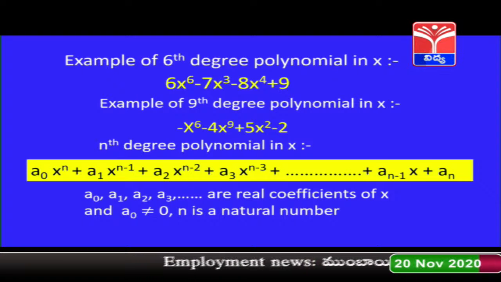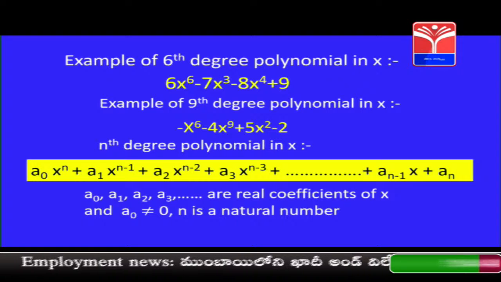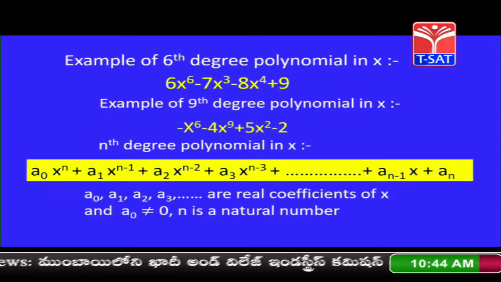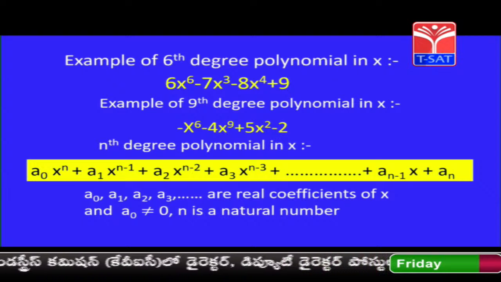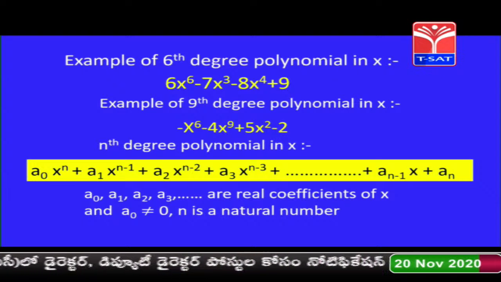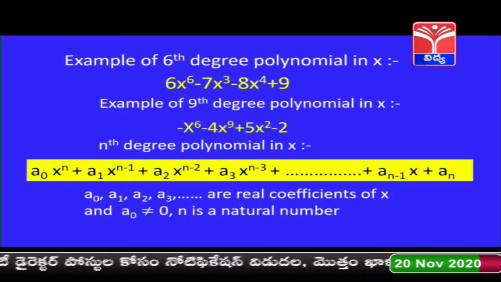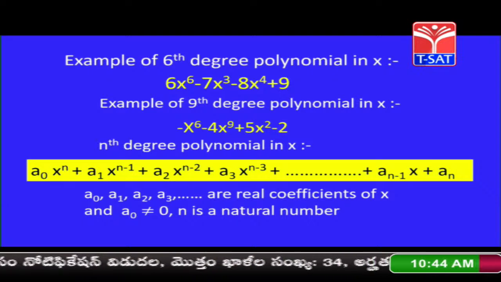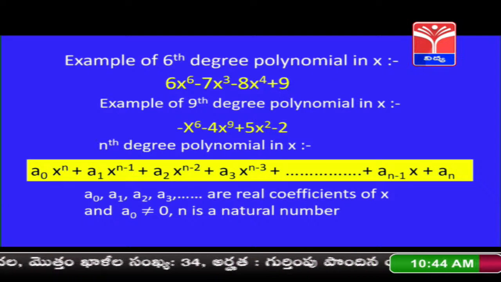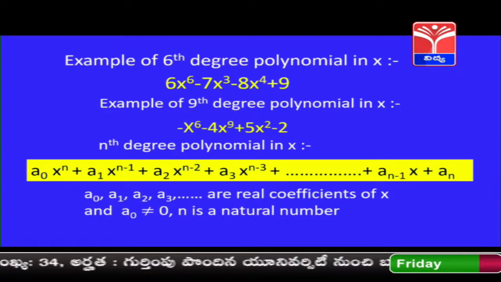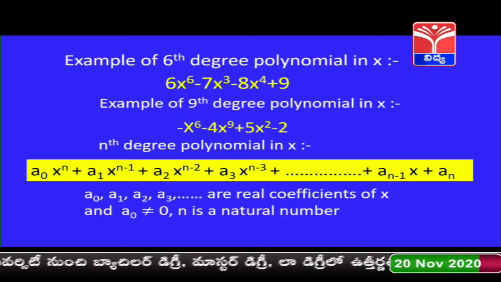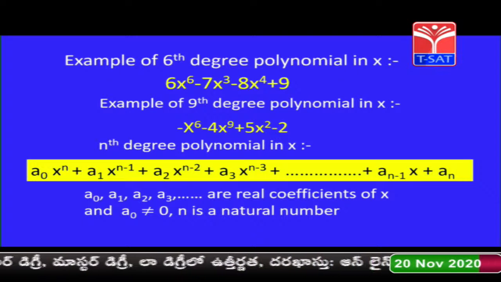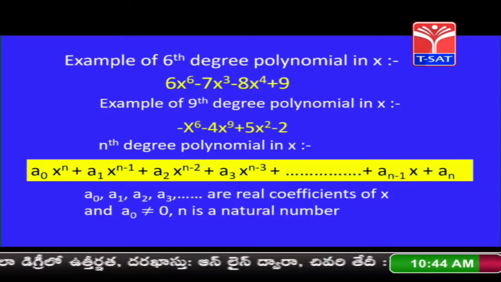So, try to tell me how many terms can we write in a 12th degree polynomial. How many maximum number of terms we can write. Okay. This is the general polynomial. Here n should be a natural number. We have started from x to the power of n and go to the last constant term.